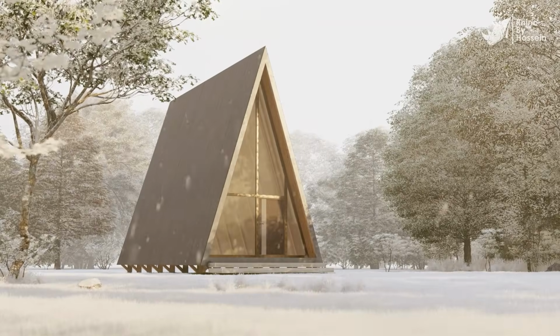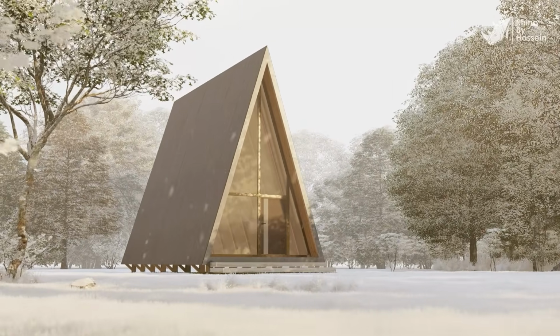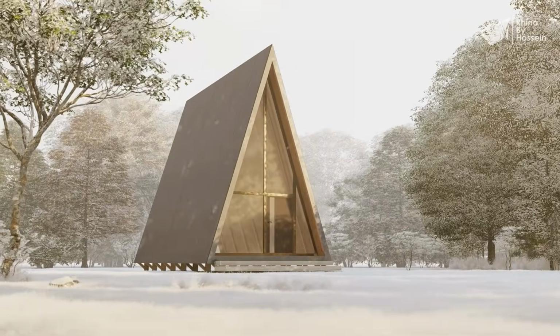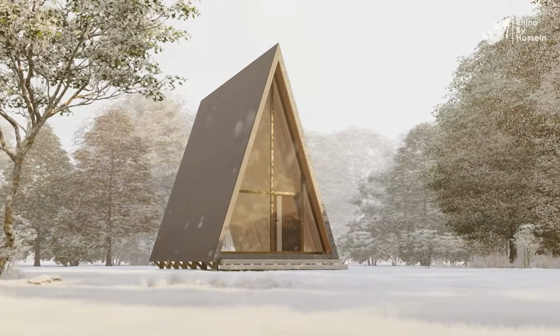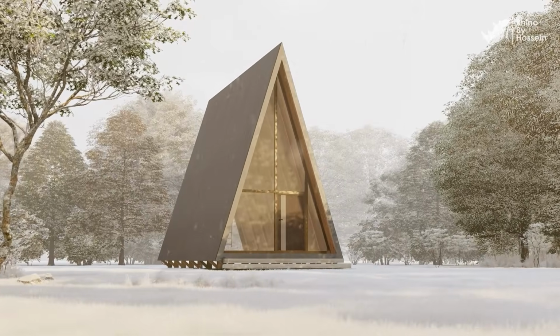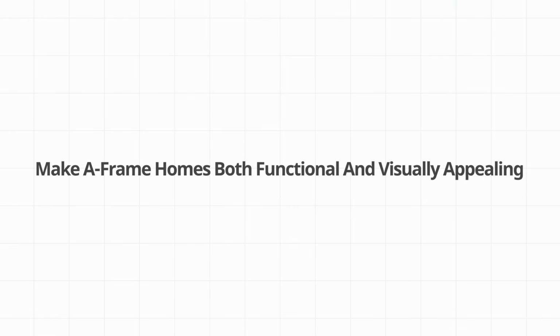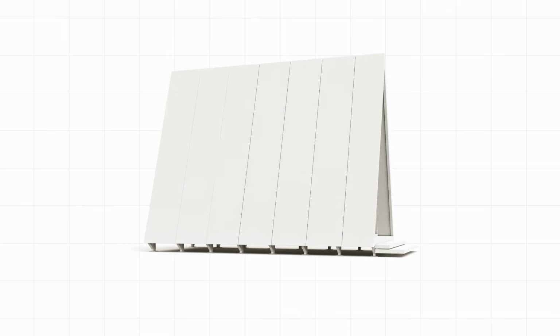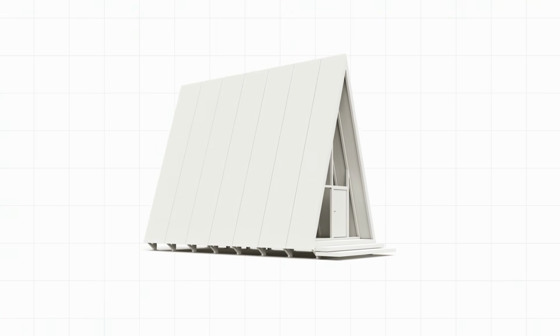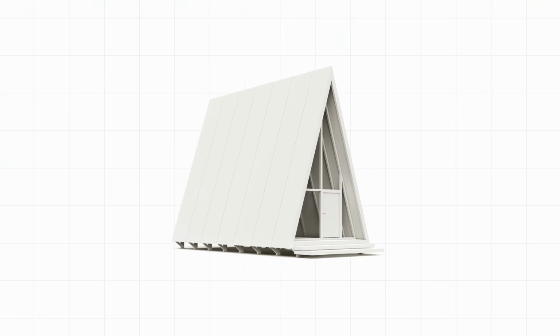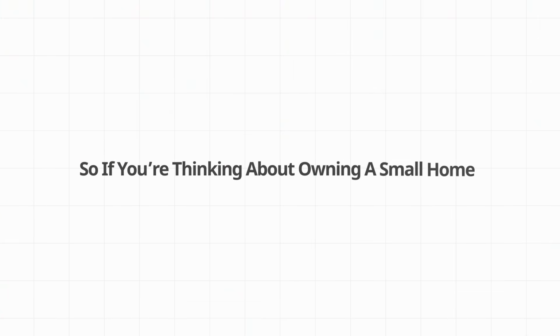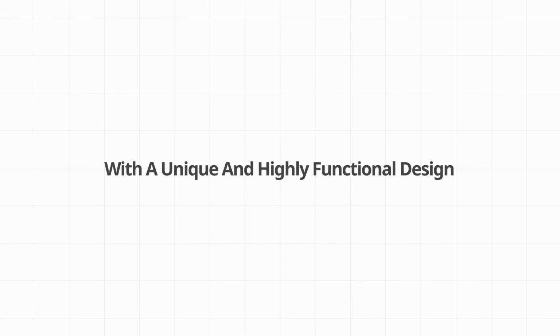The steep sloped roof helps the house handle snow and rain more effectively, while also giving the building its distinctive character. Inside, the space is efficiently optimized, with every inch used to its full potential. All of these qualities make A-frame homes both functional and visually appealing. Another important point is that A-frame tiny houses are designed to fit easily into compact sites and a wide range of natural environments. This makes them an ideal choice for anyone looking for a simple yet modern lifestyle. So if you're thinking about owning a small home with a unique and highly functional design, don't miss this video.